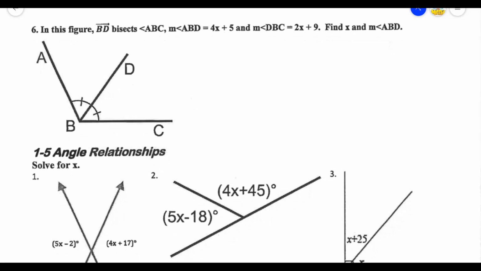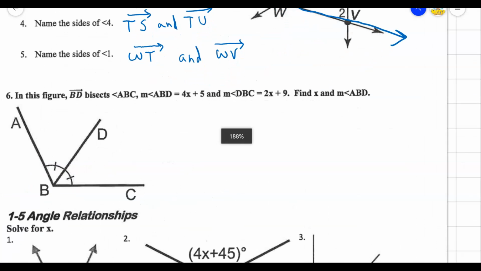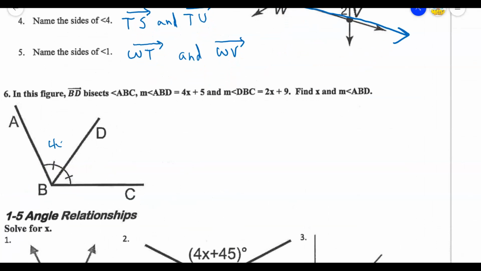And then finally we'll have some algebra here. In the first figure we have an angle bisector, and they tell us that angle ABD is 4x plus 5. So we'll put our 4x plus 5 in there. And then D to B to C is 2x plus 9. So two things I have to do here. I have to find x, and then I have to find ABD. Well, I already know what ABD is. It's 4x plus 5. But in order to find out the value of that, I have to find x.